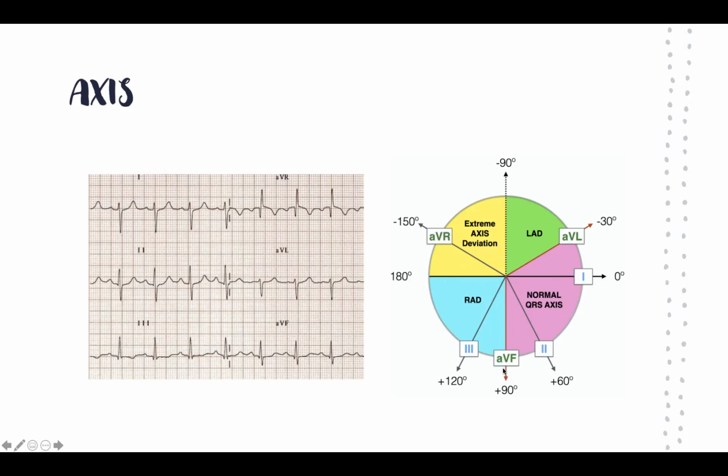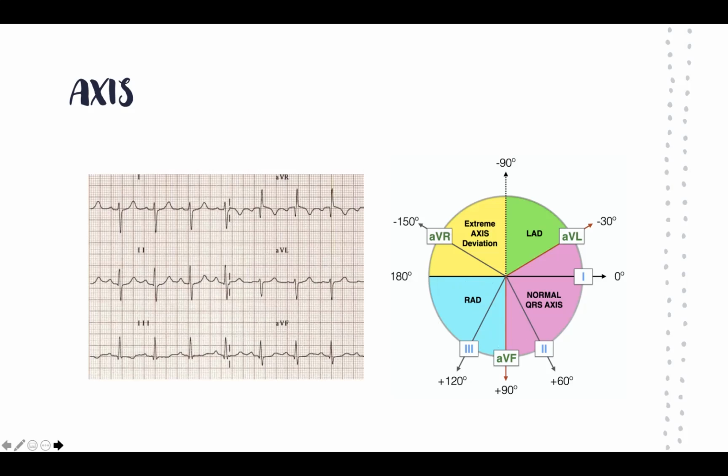Now I'm going to look at my AVF. AVF seems to be quite positive, so I know that AVF is going to be going in the positive direction. Given both of these together, I know that my overall vector is going to lie over here. And this seems to indicate a right axis deviation.